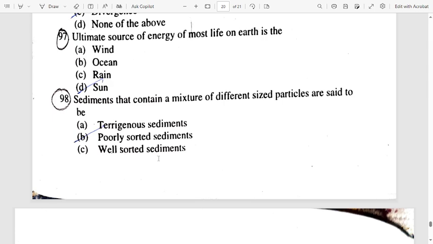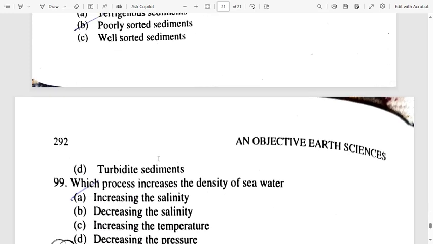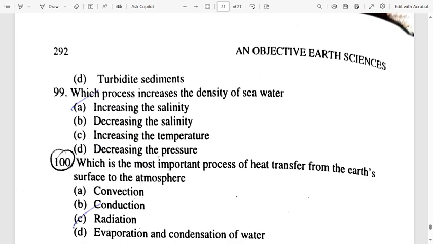Sediments that contain a mixture of different sized particles are said to be poorly sorted sediments. Which process increases the density of seawater, increasing the salinity? Which is the most important process of heat transfer from the Earth's surface to the atmosphere? Radiation.